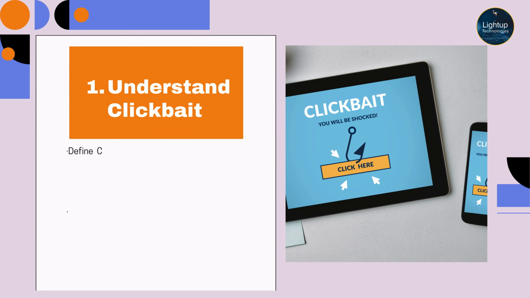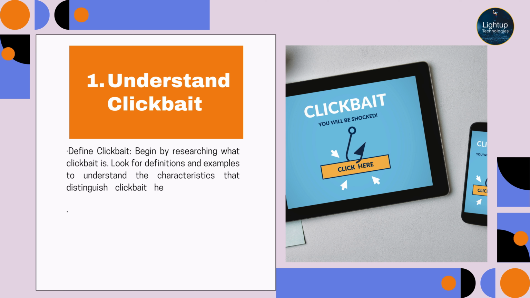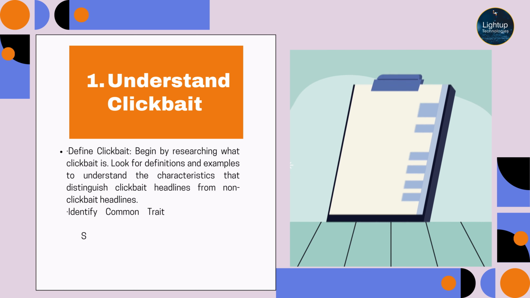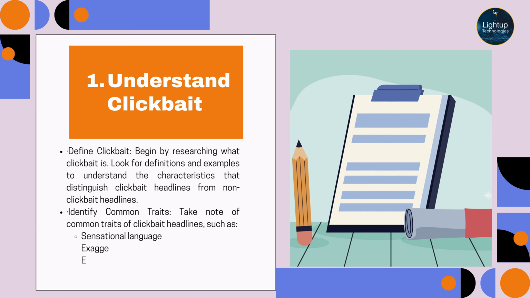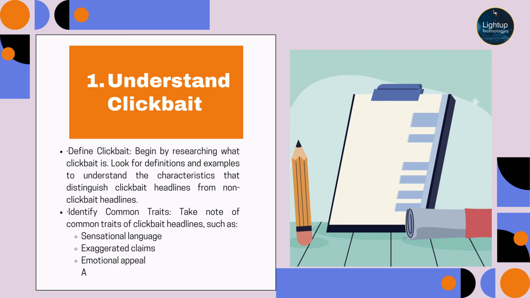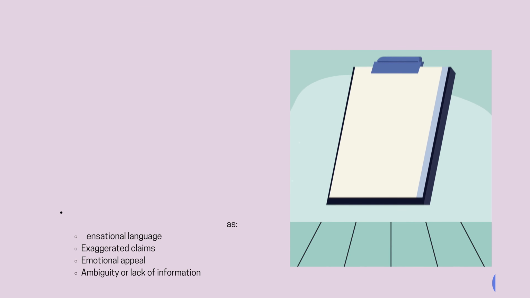Step 1. Understand clickbait. Define clickbait. Begin by researching what clickbait is. Look for definitions and examples to understand the characteristics that distinguish clickbait headlines from non-clickbait headlines. Identify common traits. Take note of common traits of clickbait headlines, such as sensational language, exaggerated claims, emotional appeal, ambiguity, or lack of information.